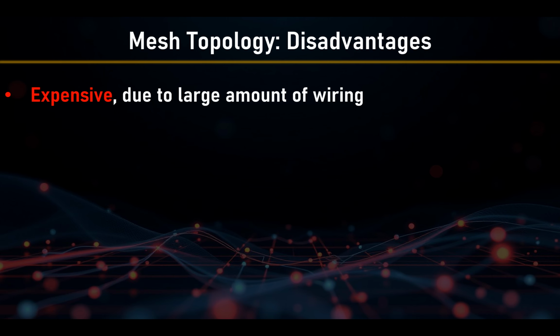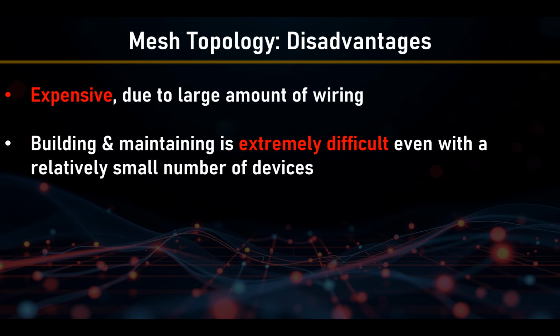Right, mesh topology has some disadvantages. One, it's expensive, with a large amount of wiring. I guess it's also unrealistic. Building and maintaining it is going to be extremely difficult, even with a relatively small number of devices. Certainly, if you start talking about, let's say, 100 devices, as mentioned, you're going to need tens of thousands of different wires, tens of thousands of connections, which is obviously not really practical.